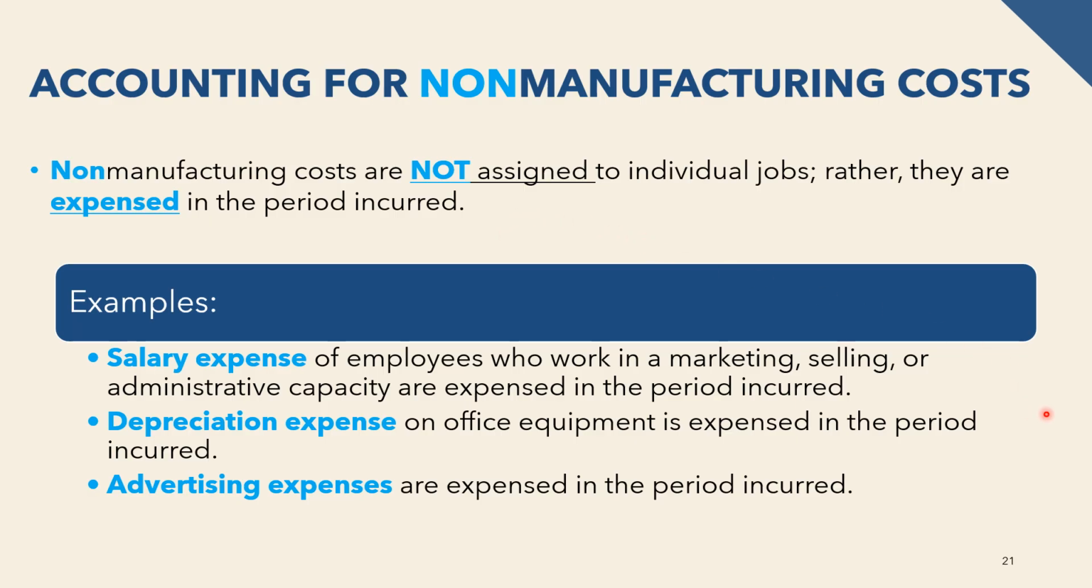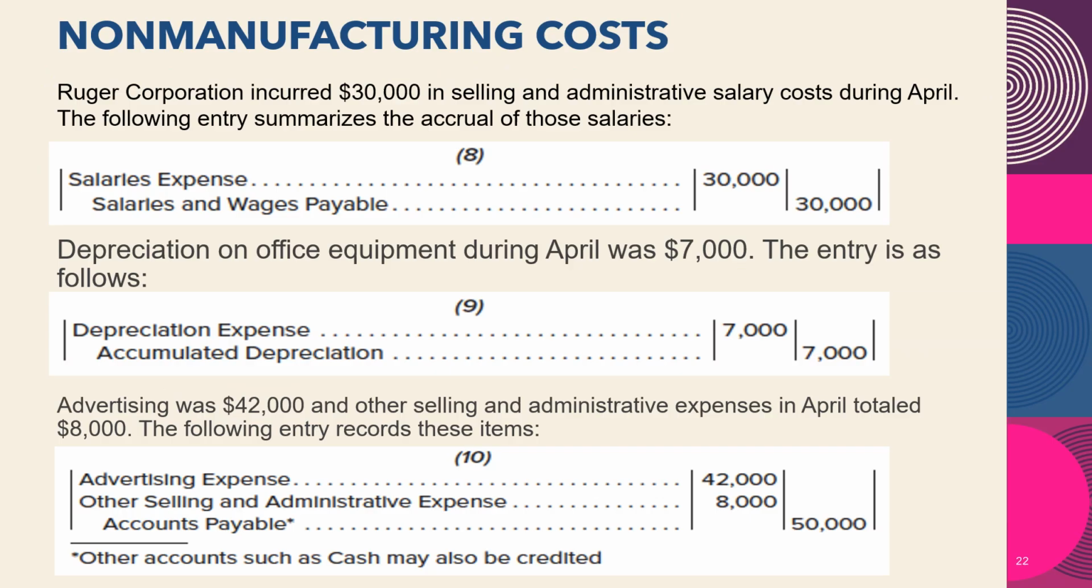Non-manufacturing costs include salary expense, depreciation expense, and advertising expenses. These are called period costs. They should be expensed in the period they are incurred, which means you will record this under expenses accounts. You don't inventory these expenses.